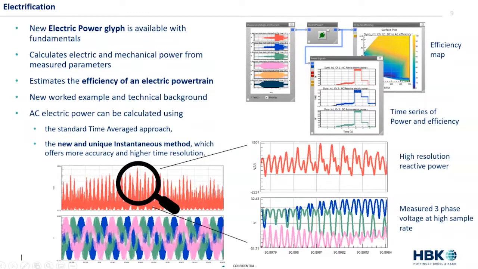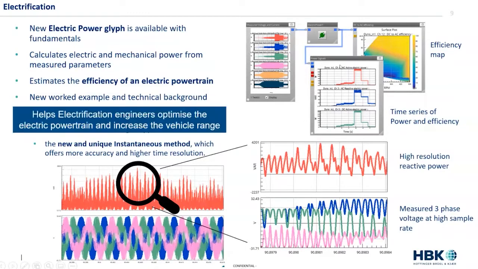It's the electric power glyph, and basically it's targeting electrification engineers because they can optimize the electric powertrain, and therefore increase the vehicle range. So for a given battery size, you want to make the optimal use of it and turn the electric power into mechanical power at the highest efficiency possible, and therefore you increase the range of your vehicle, right?